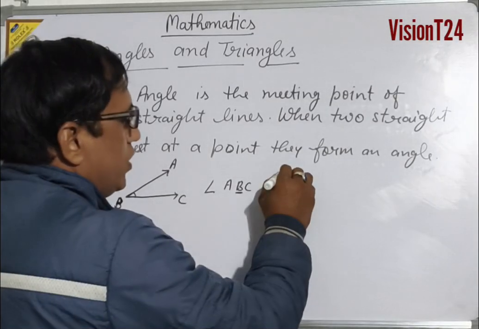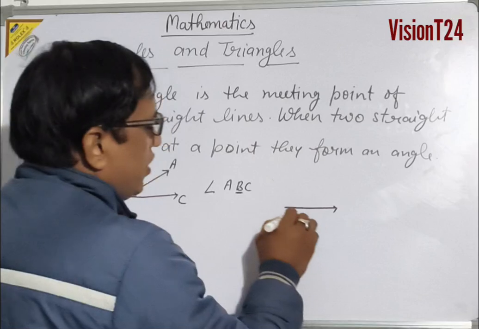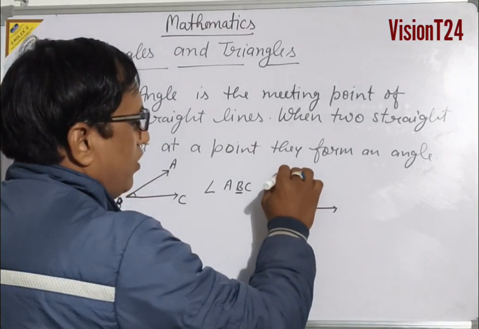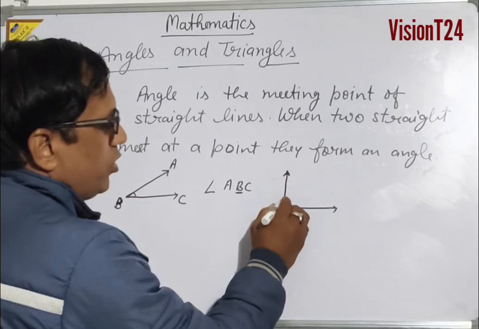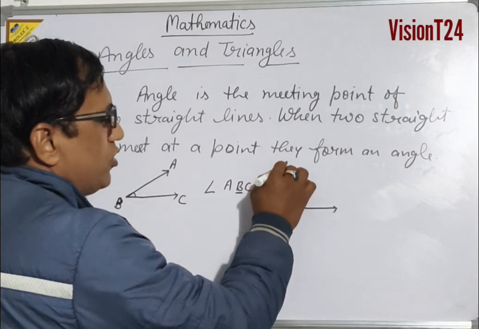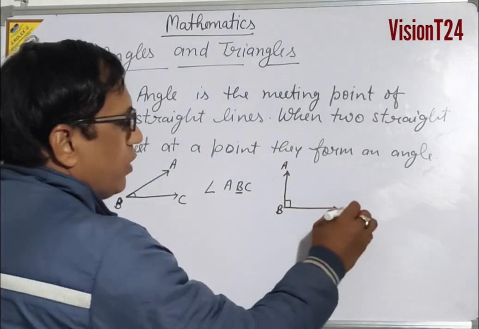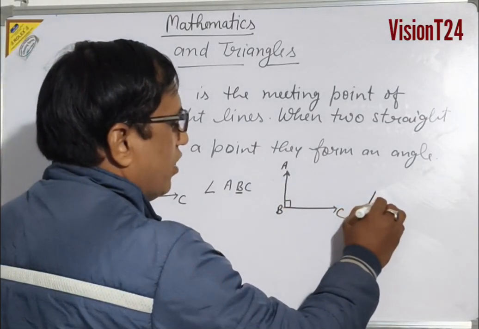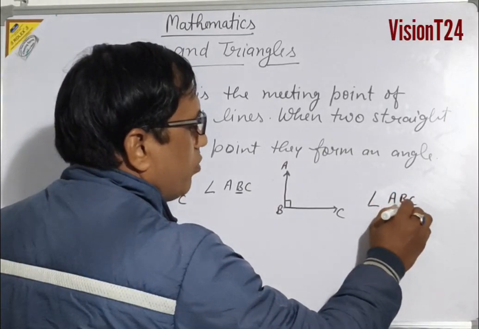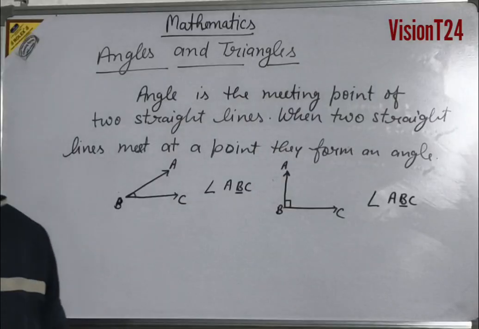Suppose I have drawn a horizontal line ray and another vertical. So the meeting point of these is this point. Suppose this is ray AB and this is BC. So this angle will be denoted by angle ABC. The midpoint denotes the exact angle, right?